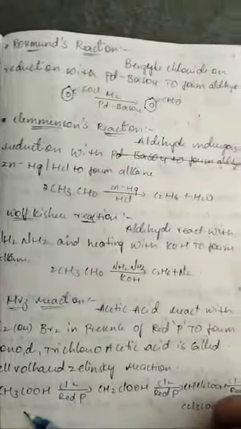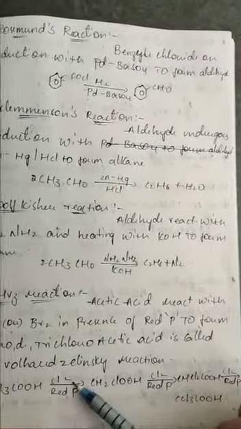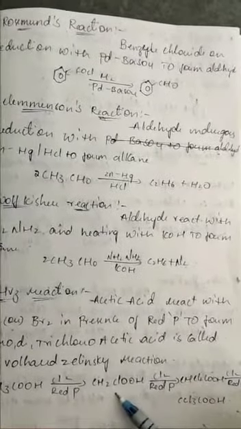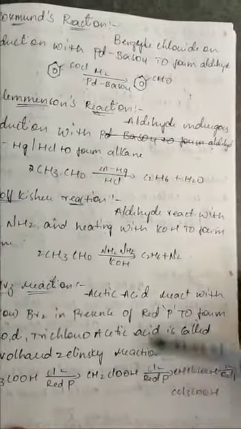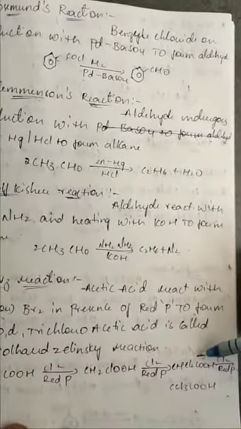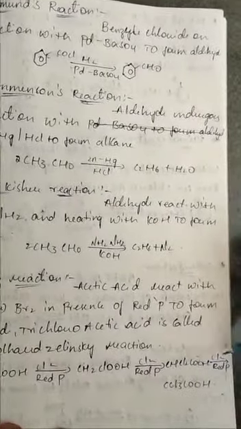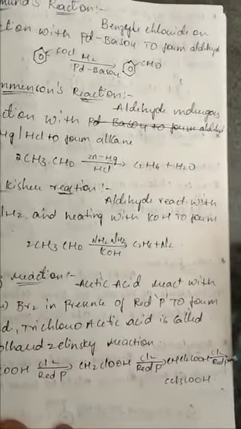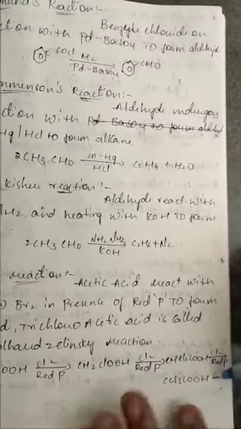Here acetic acid reacts with chlorine in presence of red phosphorus to form monochloroacetic acid. Again reacting with chlorine and red phosphorus, it forms dichloroacetic acid. Again chlorine reacts in presence of red phosphorus to form trichloroacetic acid.